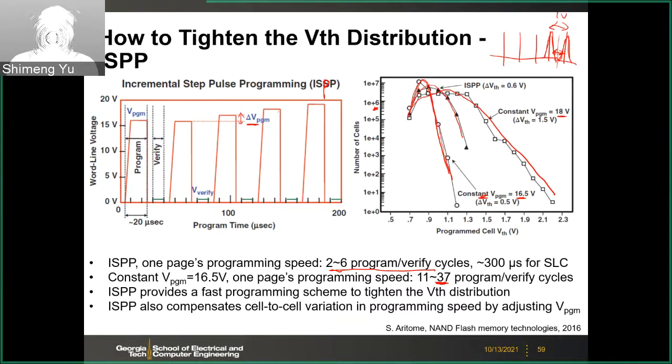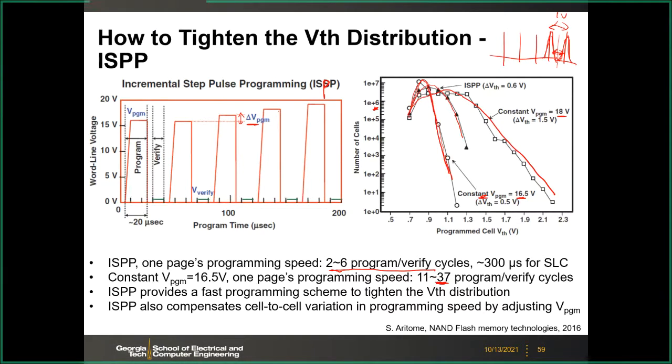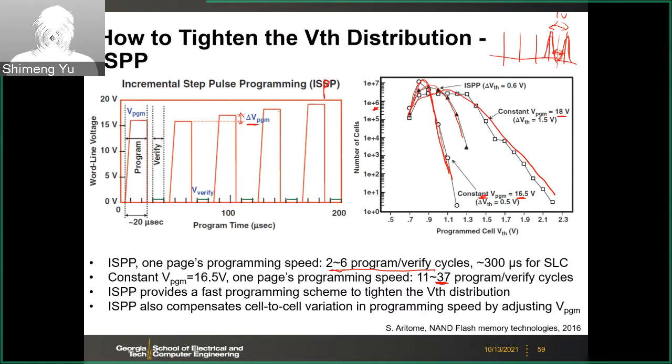The flash write program is already slow. If you do many cycles of this verify, it will slow down your programming speed even more. So you want to shorten these verify cycles. This ISPP is a good way to balance the programming speed and the distribution tightening. So this is widely used in today's NAND flash, the ISPP.